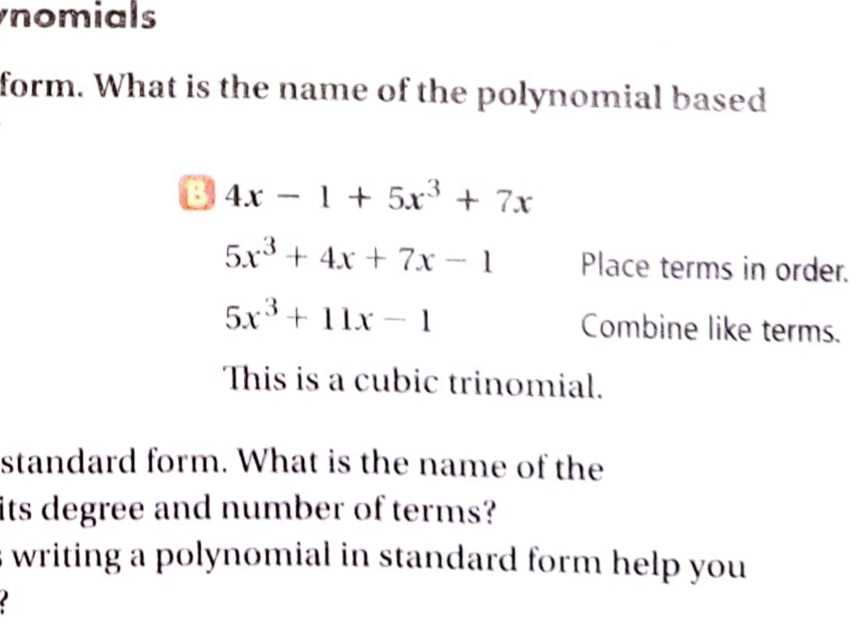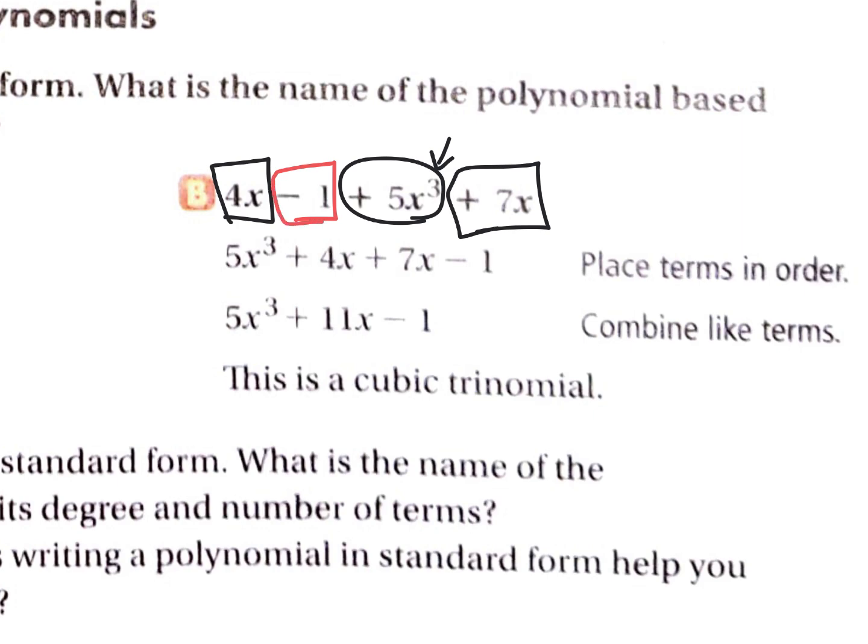Part B, rearrange. Highest exponent is to the 3rd power, so we'll start with that one and then just work our way down. Make sure that the sign to the left stays with the terms whenever you rearrange them. And then one thing kind of different on this problem is that we actually have like terms here that we can combine. So we could combine those together, and that gives us 5x cubed plus 11x minus 1. So that is our standard form.